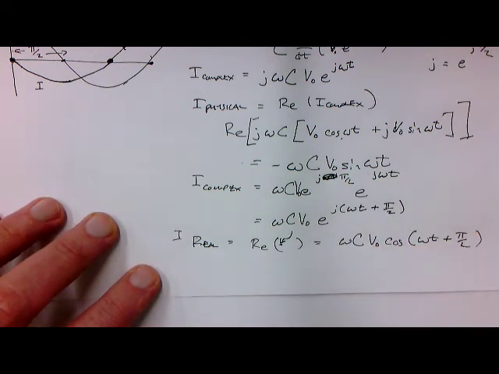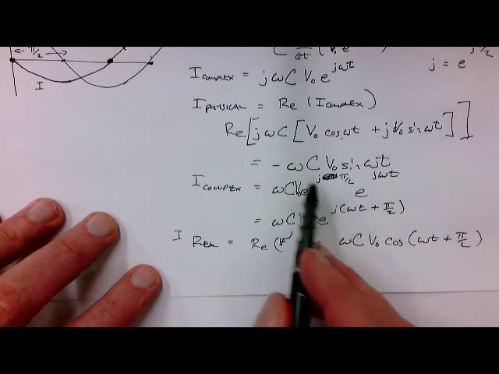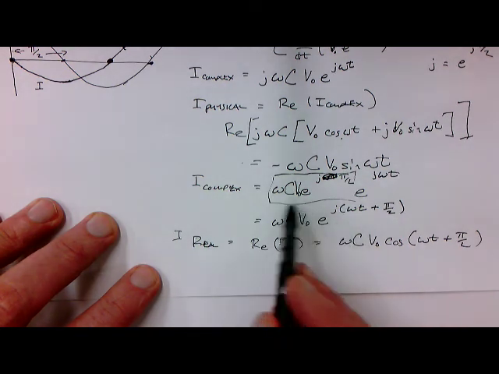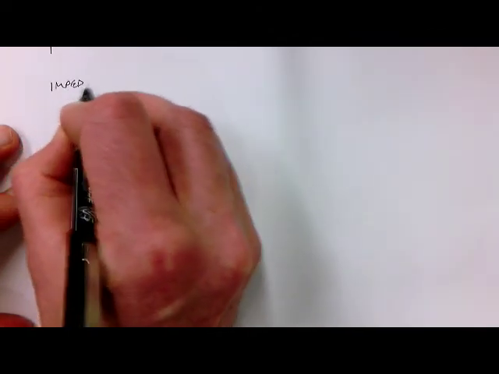The reason this is a better way to write it is that you can see this stuff out front embeds two pieces of information. One is what the size of the current is relative to the voltage, and the other is what the phase of the current is relative to the voltage. Okay? So if we now take this one step further and ask what that means about the impedance of a capacitor?